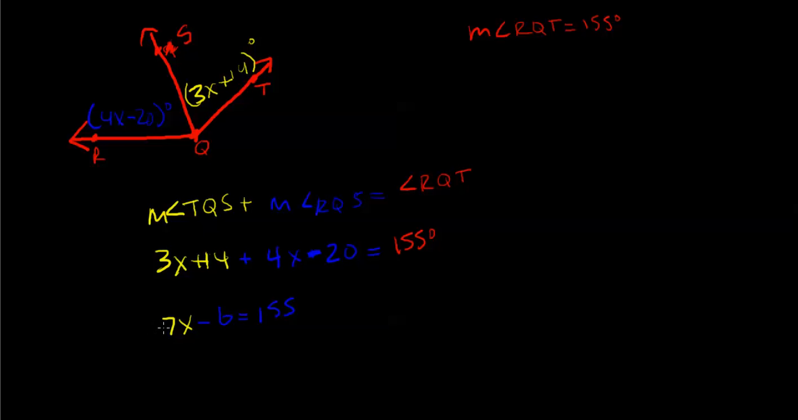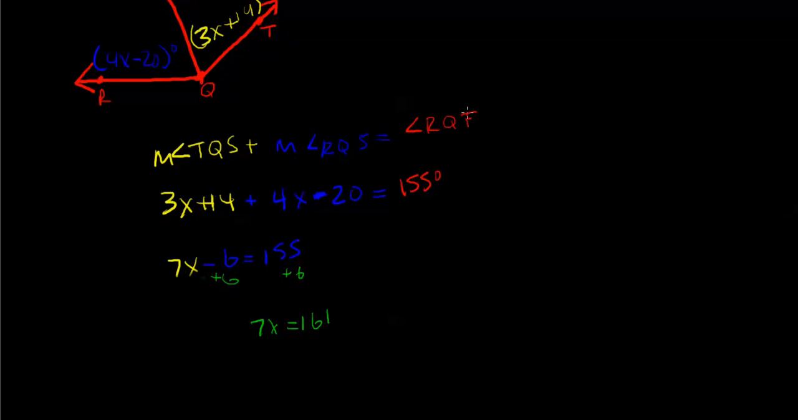Now we can go ahead and isolate the 7x, so we have to add 6 to both sides. And when we add 6 to both sides, we are left with 7x equals 161. So we want to isolate the x, so divide both sides by 7, which leaves us with x equals 23.